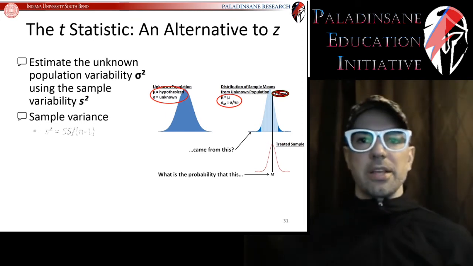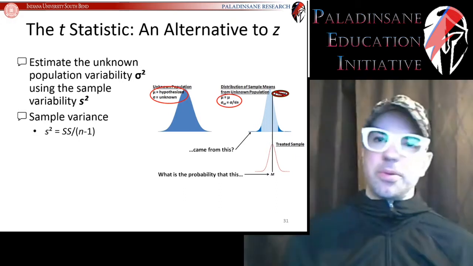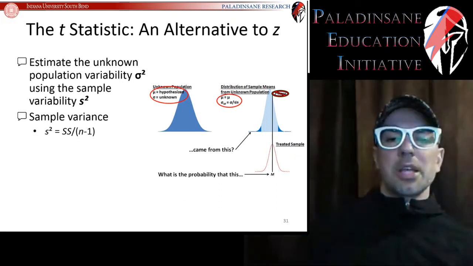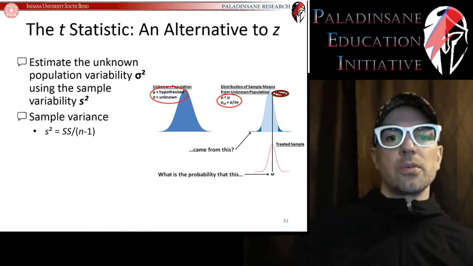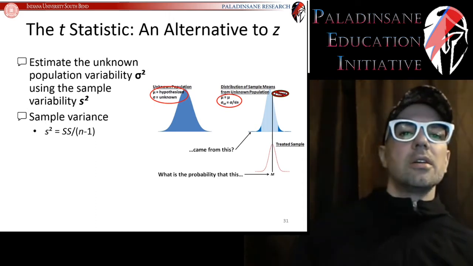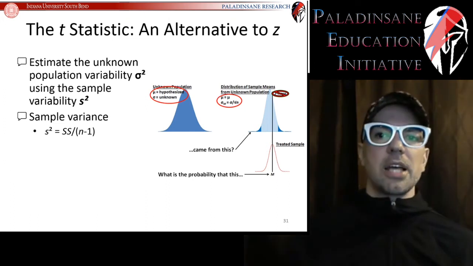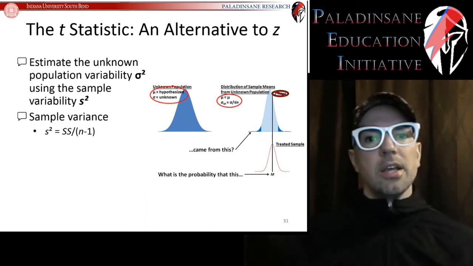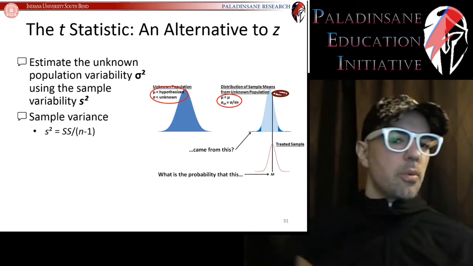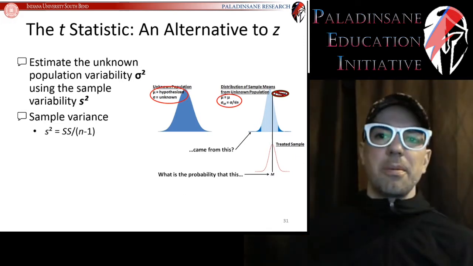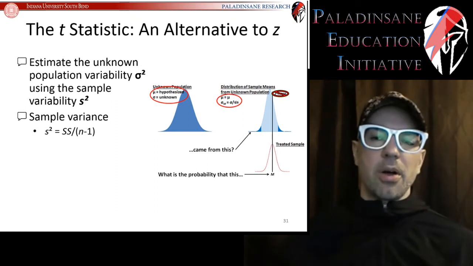So sample variance, if you remember back to week number 2, is the sum of squared deviations divided by n minus 1. So n is the size of your sample. So sum of squared deviations divided by the size of your sample minus 1. This size of your sample minus 1 commonly occurs. Remember I told you the universe loves the minus 1. Minus 1 pops up all over the universe.